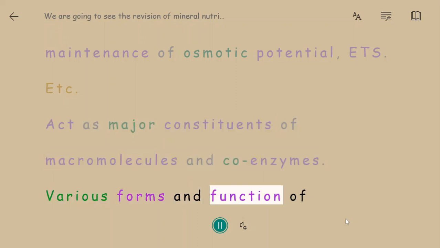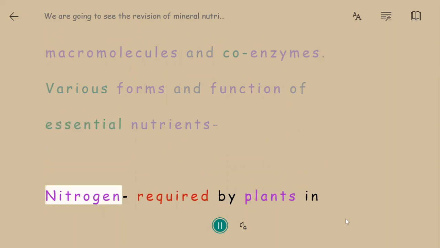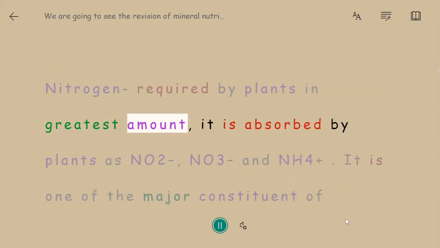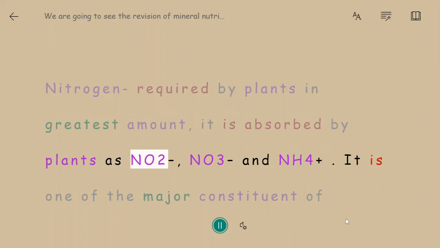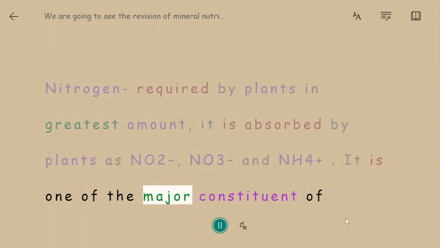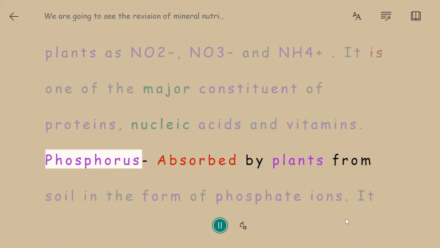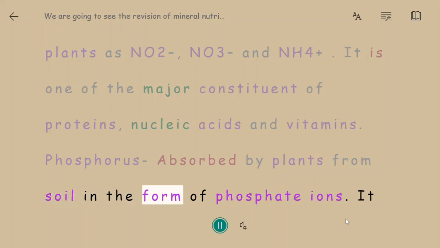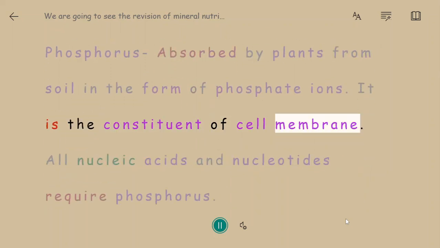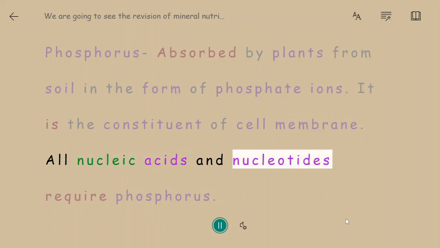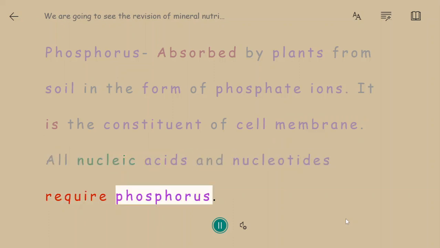Various forms and functions of essential nutrients. Nitrogen is required by plants in greatest amount. It is absorbed by plants as NO2-, NO3-, and NH4+. It is one of the major constituents of proteins, nucleic acids, and vitamins. Phosphorus is absorbed by plants from soil in the form of phosphate ions. It is a constituent of cell membrane. All nucleic acids and nucleotides require phosphorus.